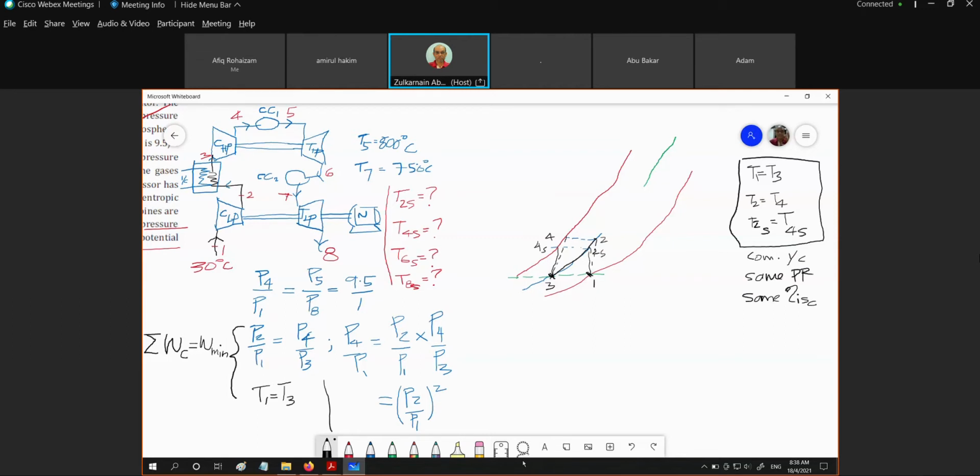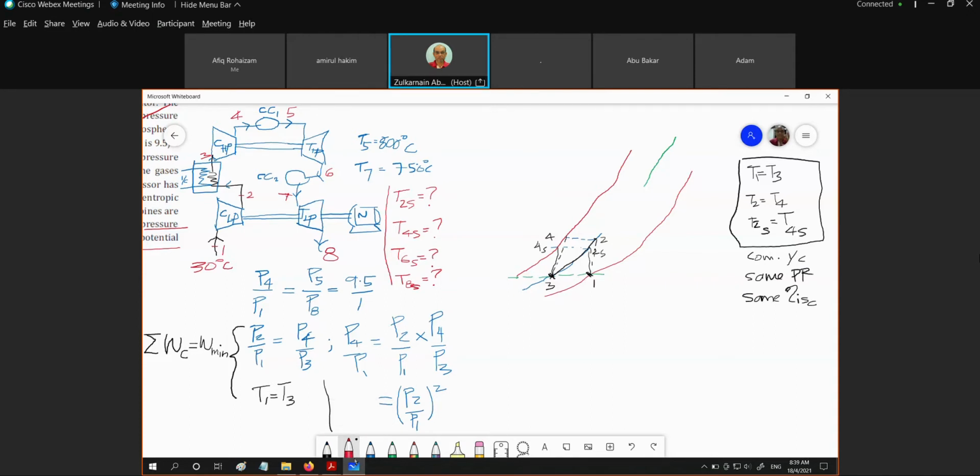If you're not sure, you can do it one by one. We will look after this. Let's say we are not sure, then we have to look individually whether we are going to have the same temperature or not. Okay? So this is at the compressor side.